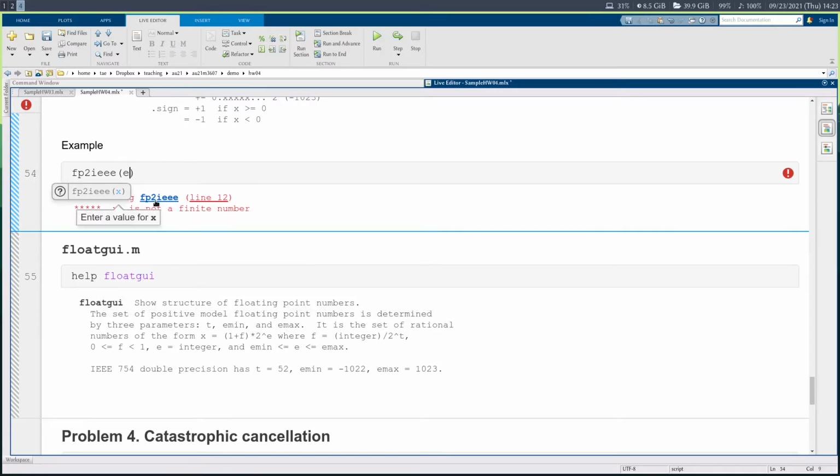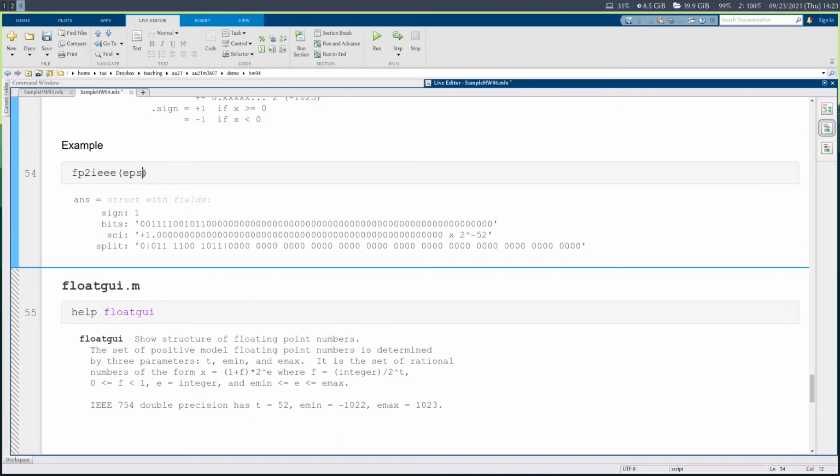And how about EPS? EPS is the gap between 1 and the next floating point number, and this is called machine epsilon. And you see that 1 EPS is equal to 2 to the power of negative 52. Okay, so when I do 1 plus EPS, you'll see that the effect of EPS appears over here. So this is the smallest possible contribution that we can make when I have 1 point something with 2 to the power of 1.